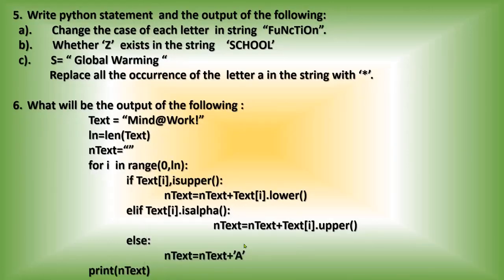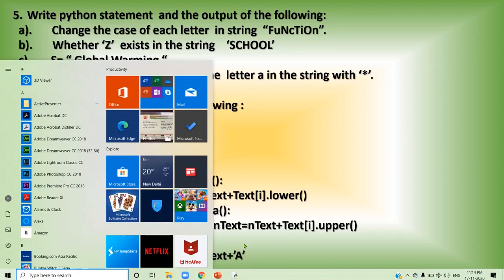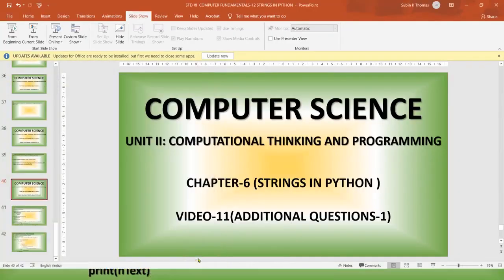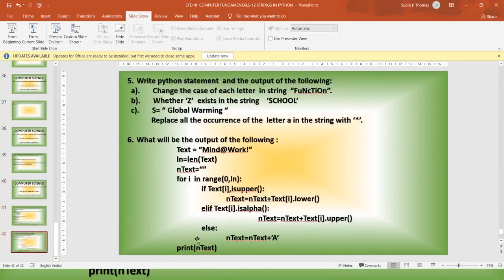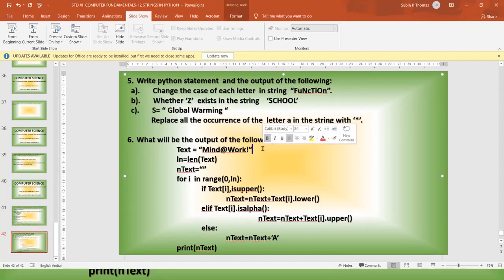Next question is again the same question which we already discussed in the previous slide. And question number 6. See question number 6. Text is equal to mind@work exclamation mark. Now I change the screen. I'll take the PowerPoint screen itself. Yes, okay. So this is the question I am going to discuss here. What will be the output of the following? Text is equal to, this is the text content which is given in the question itself. And here the next line.